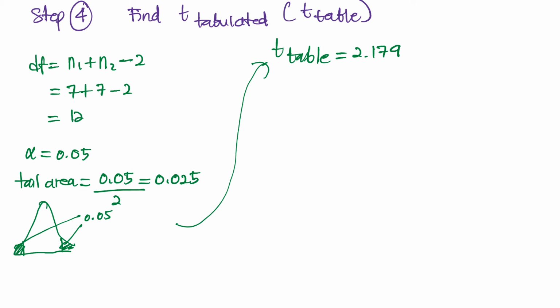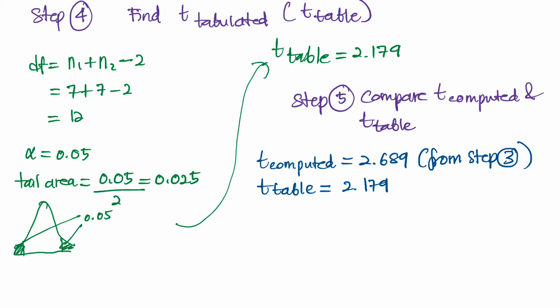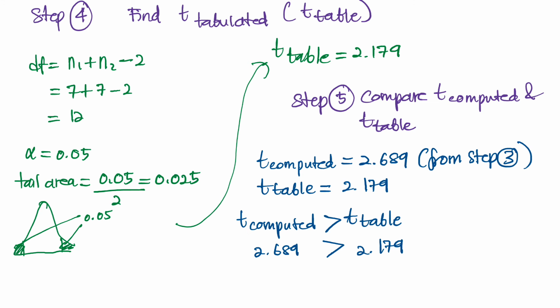So knowing the tail area of 0.025 and degrees of freedom of 12, we get the t value from the table as 2.179. Next, we have to compare the t computed and the t table. Since the t computed obtained from step 3 is 2.689 and the t table is 2.179, apparently the t computed is greater than the t table, and here we make a decision to accept the alternative hypothesis.